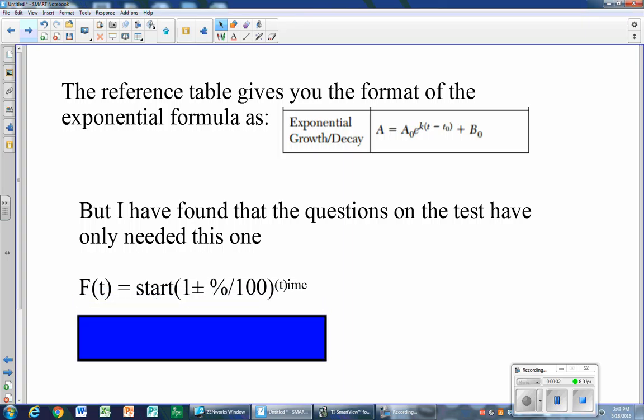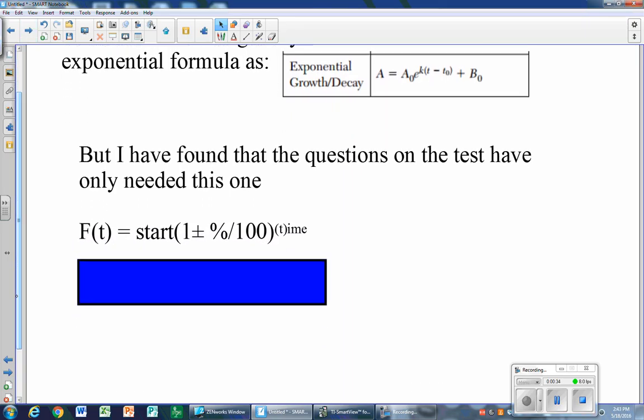The function f of t equals whatever the starting amount is, plus or minus the percent over 100, times time. Now realize when it says double, that means it's increasing not by 200%, but by 100%.